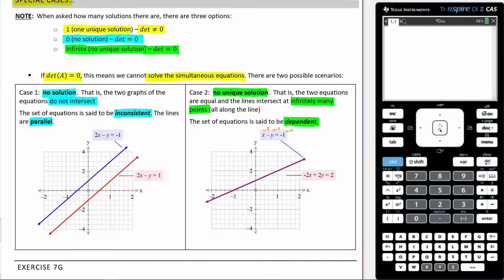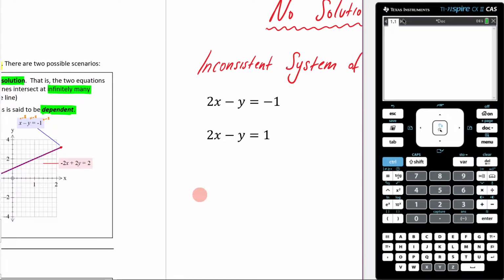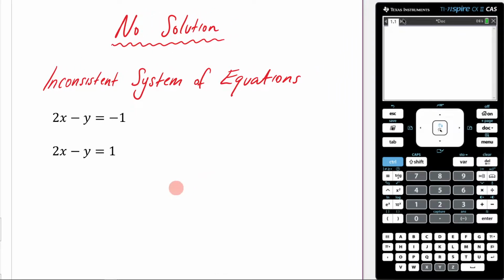All right, so let's now look at case one, which is when there's no solution. So that's when we've got two parallel lines. So you don't need to write anything down. I'm just going to come over here and we're just going to analyze this. So what happens when you've got no solutions? This is when you have inconsistent systems of equations. That's what we call it.